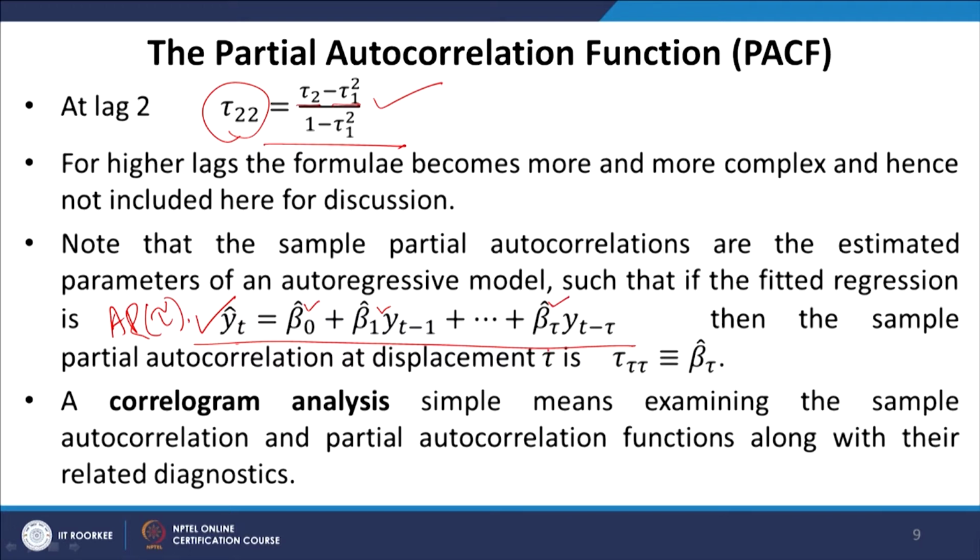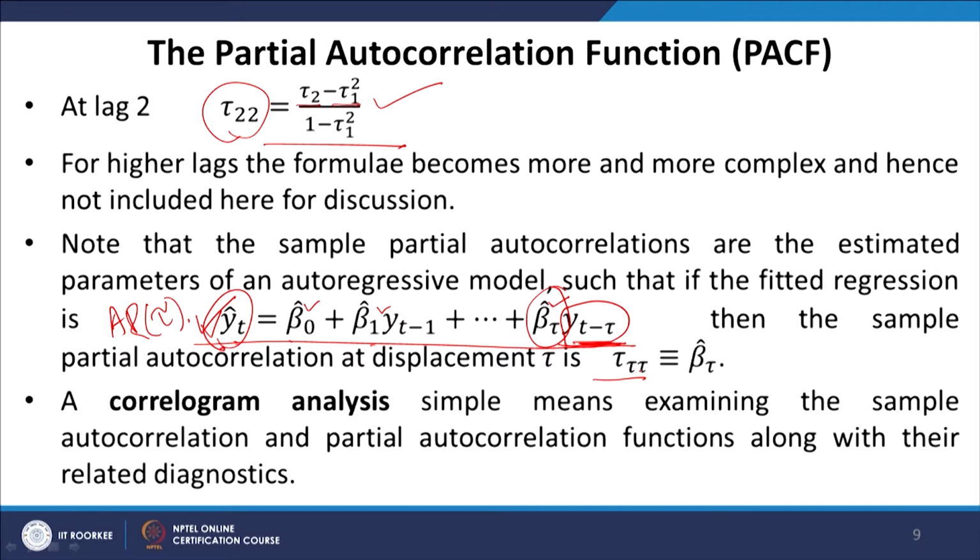And what do these estimated parameters measure? They measure the impact of the value of y at lag tau on the current observation while we control for all other observations. So, holding other things constant, how y_(t minus tau) impacts y_t is captured by beta tau hat, and this is exactly equal to the partial autocorrelation function between the current observation and the observation at lag tau. So, that is why we say tau tau is identically equal to beta tau hat.